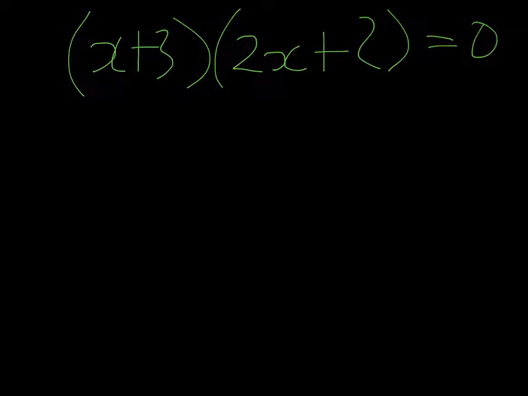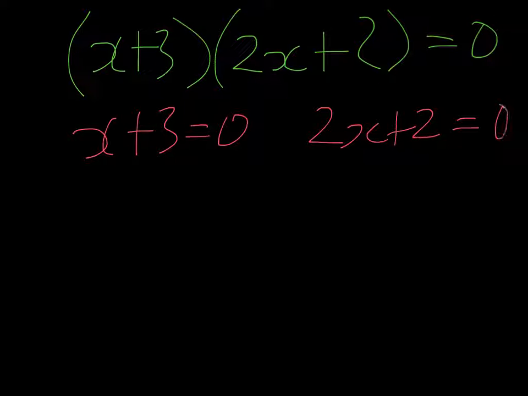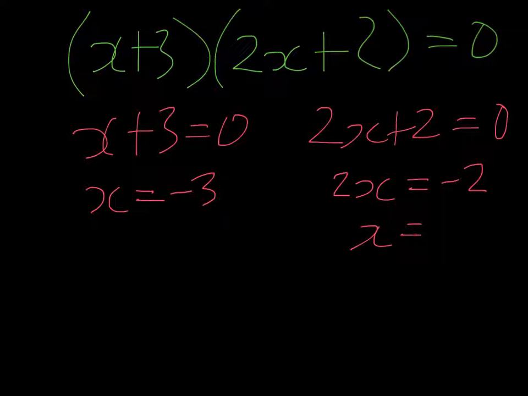We're now able to solve this using the null factor law. So x plus 3 is equal to 0, 2x plus 2 is equal to 0. Therefore x is equal to negative 3, or 2x is equal to negative 2, so x is equal to negative 2 on 2, so x is equal to negative 1. So those are our solutions. That is how you can solve quadratic equations using the null factor law.